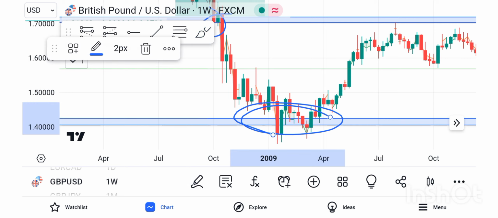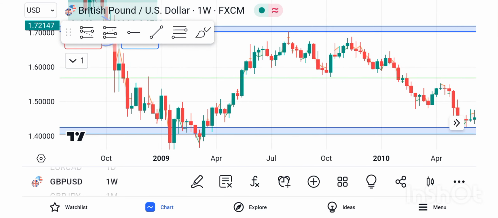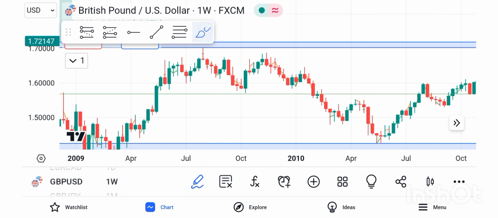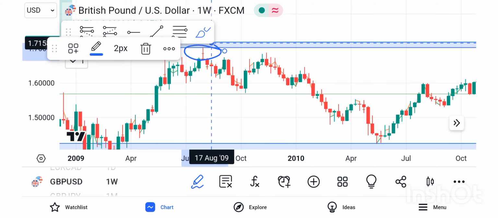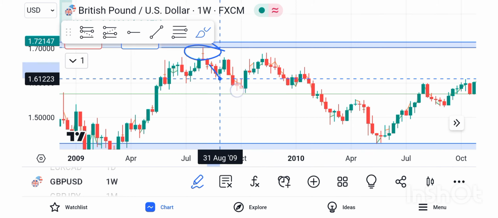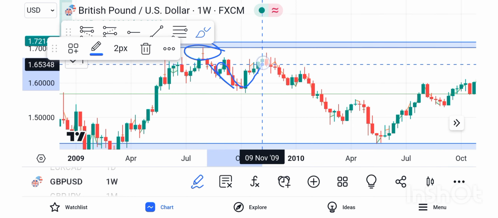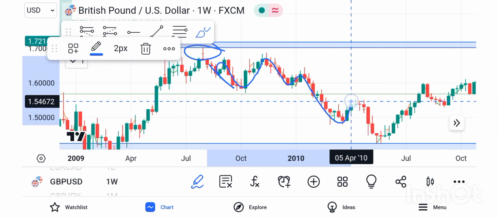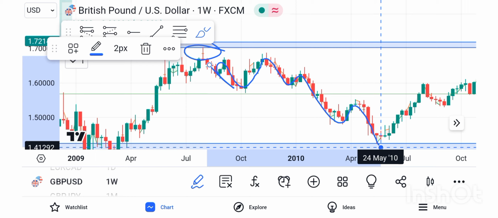Now this is basic information for beginners. After that, this zone held. Where did the market move to? The next major zone. But before it got there, see how it played, went up, came down, went up. It came back down, went up, came back down, went up. Finally, but overall, it headed to the next major zone.